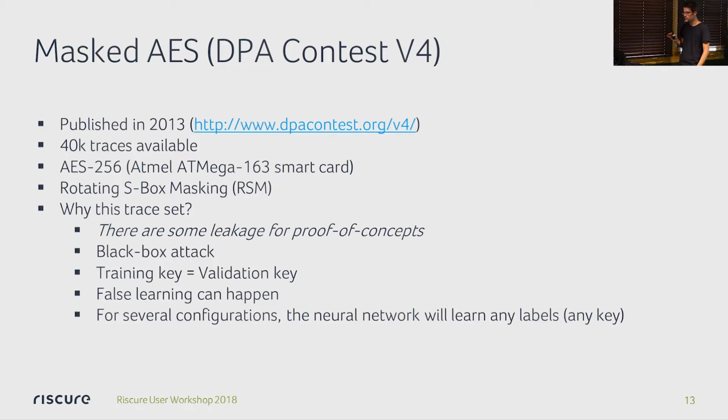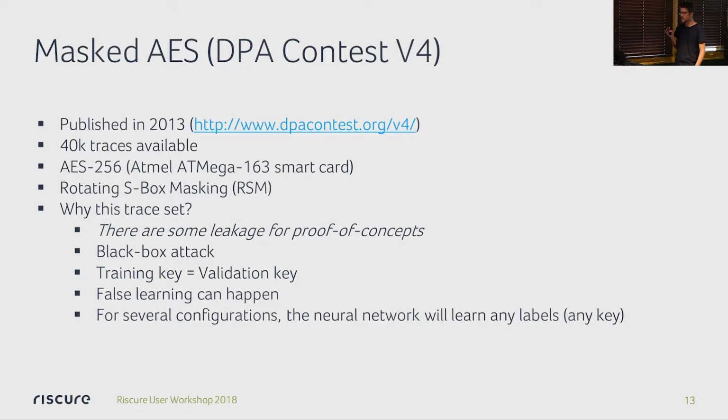We have 40,000 traces in this database, measured from a smart card running an ATmega 163, which I think is an 8-bit microprocessor. It is protected with rotating S-box masking. This implementation was already much discussed in academia, and they say this is not really protected. There are some leakages around. If you use the information they release on the website, you can break this target with many methods. However, very few methods can break it as a black box attack.